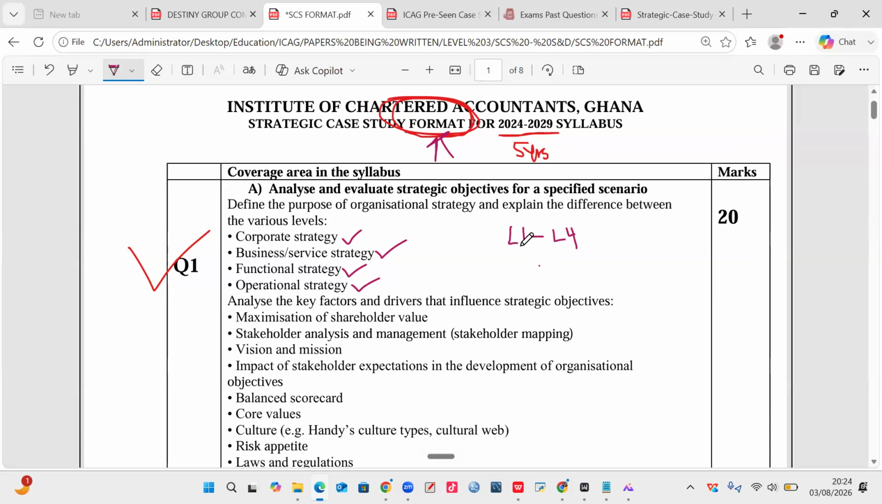So if you are able to read question 1 very well and in detail, it means that any question which will fall under question 1, you should be able to approach it. That is the first thing.